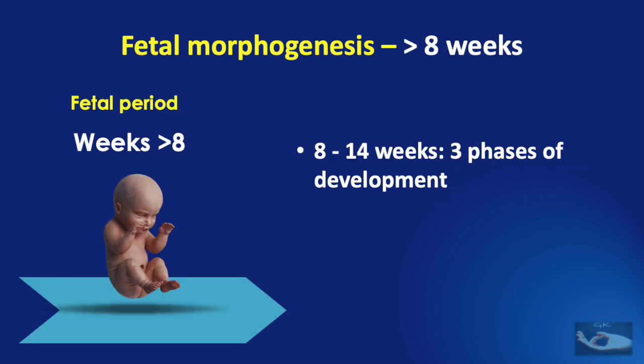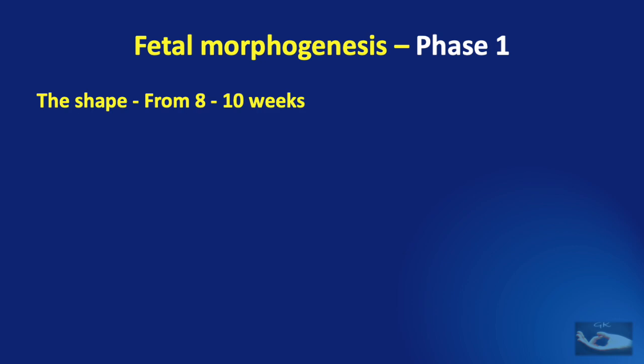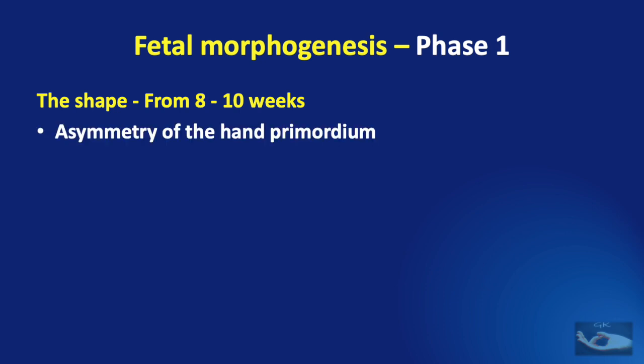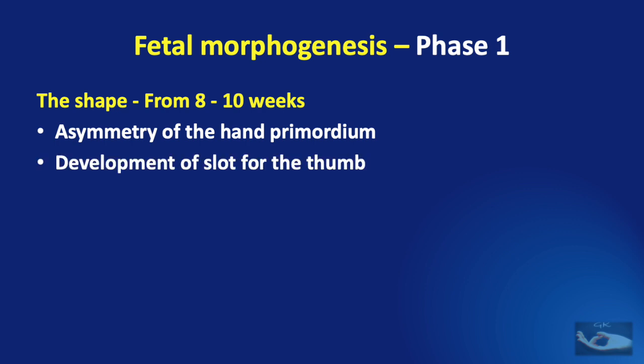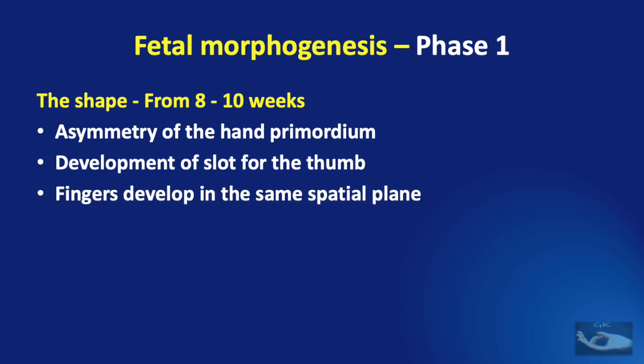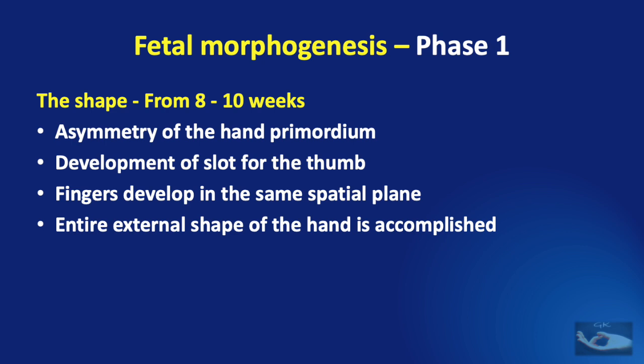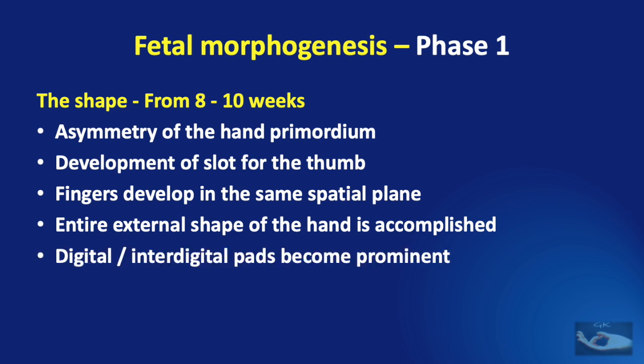In the fetal period, between 8 and 14 weeks, there are three phases of development of the upper limb. In phase 1, the shape of the upper limb and the hand develop, especially between 8 and 10 weeks. What is notable in this phase is the development of the asymmetry of the hand primordium, the development of the slot for the thumb, the development of fingers in the same spatial plane, and the entire external shape of the hand is accomplished usually within this period, and the digital interdigital pads also become prominent.